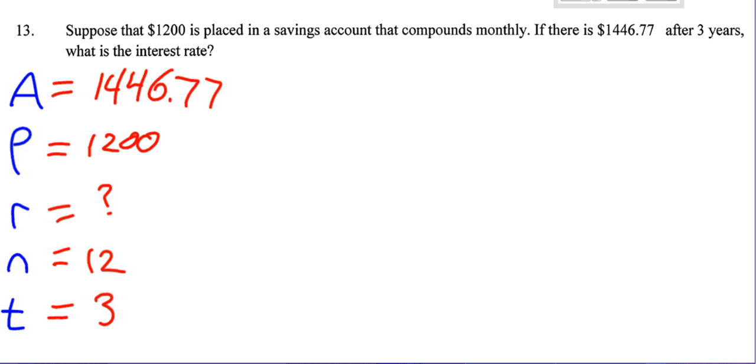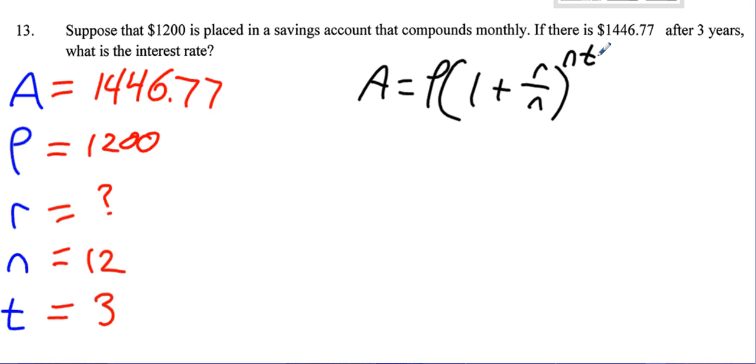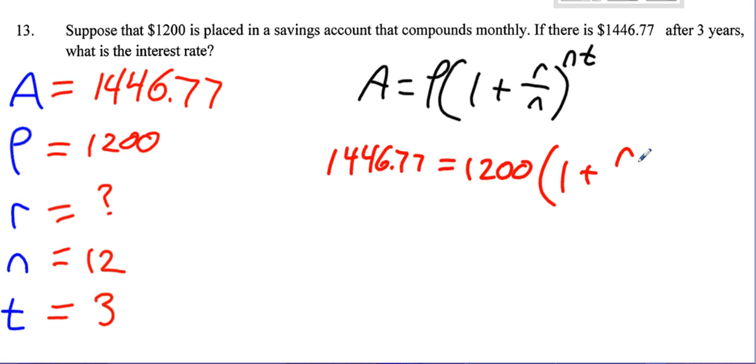We need to have numbers in 4 of those spots and a blank in 1. And we do. So since there's an N, it's going to be this equation: A equals P(1 + r/n)^(nt). Plug in everything we know. A is 1446.77. P is 1,200. 1 plus R, we don't know. N is 12, to the NT, 12 times 3, which is 36.